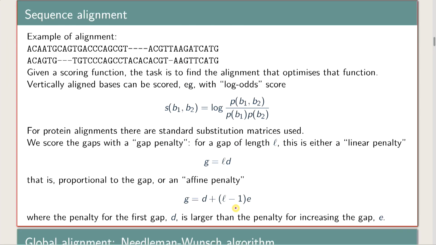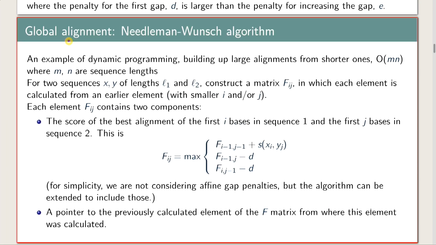So the space of all possible alignments, every possible way you could match 2 bases or insert a gap and so on, is exponentially large. But it turns out you don't have to search that space. You can build it up slowly. It's an example of what computer scientists call dynamic programming. And the idea is that for 2 sequences, X and Y, of length L1 and L2, you make a matrix. I'll illustrate it in the next slide.